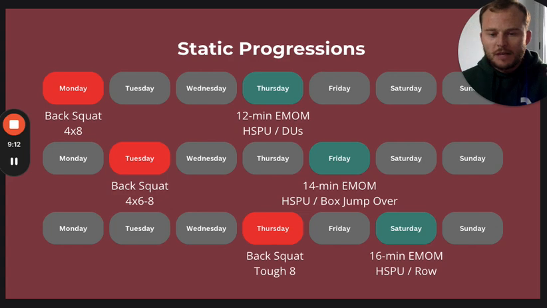And I would recommend trying to pick maybe 1 or 2 of each. So 1 or 2 static progressions for strength, 1 or 2 static progressions for your conditioning. And then that way you can look to thread those in on a weekly basis or on a bi-weekly basis, which I'll sort of cover in a minute.